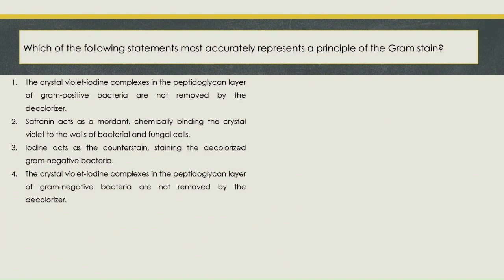Which of the following statements most accurately represents a principle of the gram stain? 1. The crystal violet iodine complexes in the peptidoglycan layer of gram-positive bacteria are not removed by the decolorizer. 2. Safranine acts as a mordant, chemically binding the crystal violet to the walls of bacterial and fungal cells. 3. Iodine acts as the counterstain, staining the decolorized gram-negative bacteria. 4. The crystal violet iodine complexes in the peptidoglycan layer of gram-negative bacteria are not removed by the decolorizer.